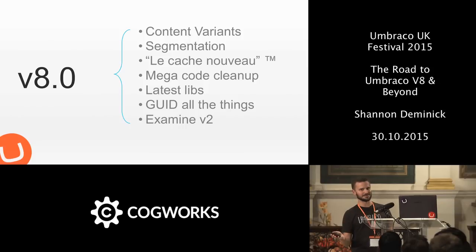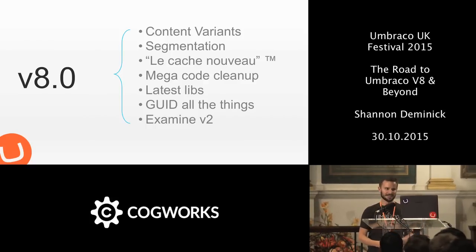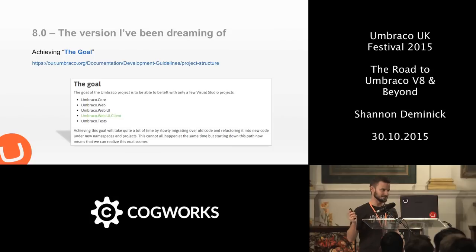It's sort of separated into a couple different categories of features. We have the end user experience features, and then we have the sort of the developer features, which we can talk about in a second. So this is sort of the gist of V8, but we'll go into detail of each one. V8 is the version that I personally have been dreaming of. It's achieving the goal, and I don't know if anyone knows about what the goal is, but it's actually been documented on Our for like 3 or 4 years.